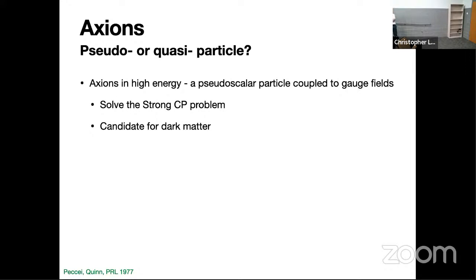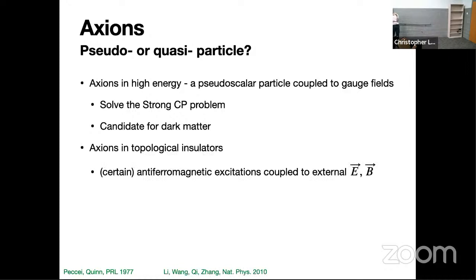What's an axion? It's a weird pseudoscalar particle that was first proposed as a way to solve the strong CP problem. It's a candidate for dark matter. You guys have probably heard talks that involve axions in the context of dark matter. And there were also proposals, say 10 years ago, for how you can interpret certain antiferromagnetic fluctuations in topological insulators as dynamical axions in terms of the response. This is due to Li et al. in that 2010 paper, which has led to a condensed matter set of work on dynamical axions.